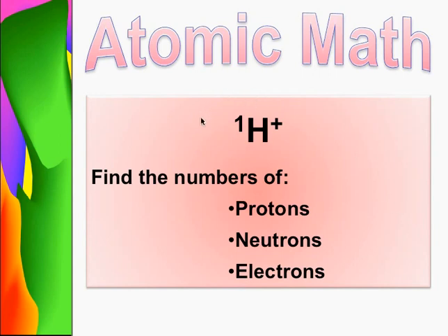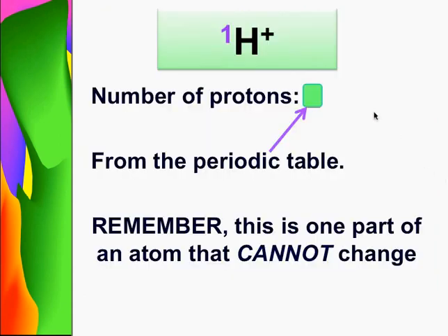So let's try one of these. Let's look at the symbol here, and let's determine the number of protons, neutrons, and electrons. The number of protons is easy. You've got the symbol, you just look it up on the periodic table. If it's hydrogen, it's got to have 1 proton. It can't have anything else.